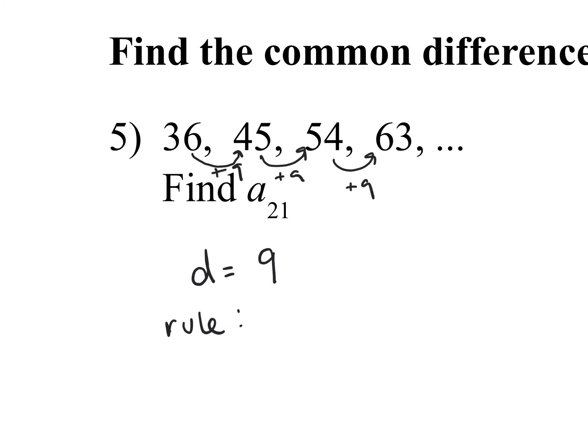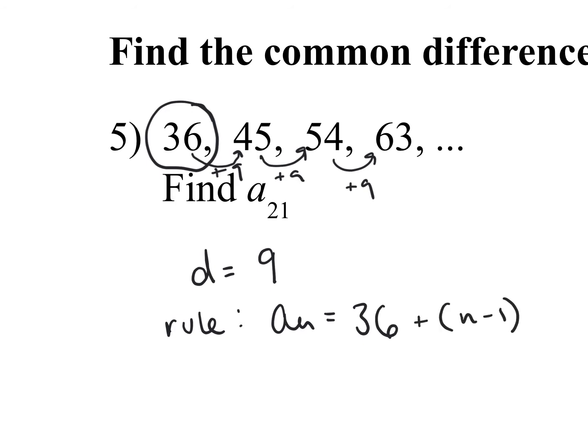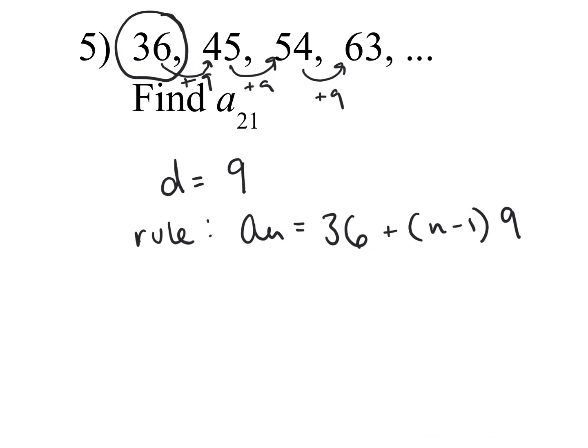Our rule is we just plug in our first term and our common difference into the formula. So that's a sub n is equal to, we start off with a, our first term, so that would be 36, plus n minus 1 times d, which we said our common difference was 9. So this is our rule. In your rule, you don't plug in anything for n yet. Our rule just says we can plug in any number for n that we want to find that term. So we keep n just as n.